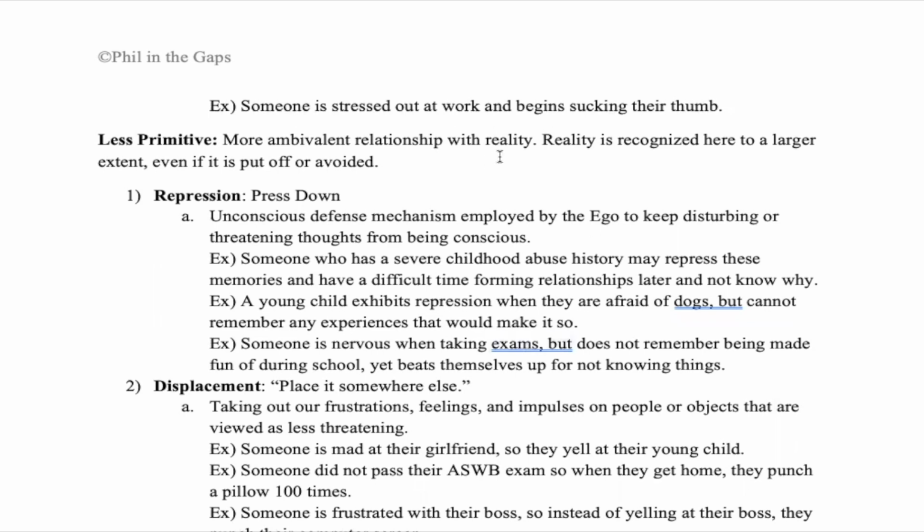The next level of defense mechanisms is going to be less primitive. So primitive, key emphasis on primate, because you operate as if you are a primate and oftentimes are not operating based in reality. Less primitive is where you are less primal, but still are ambivalent with your relationship with reality, because it's easier for you to deny reality than to acknowledge it. However, reality is acknowledged here to a larger extent, even if it is put off or avoided in some way.